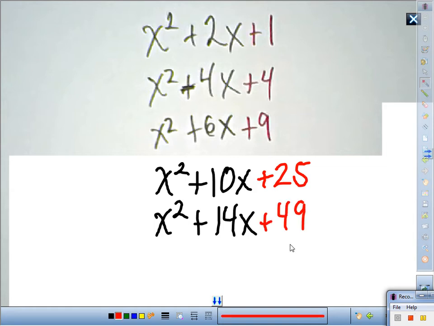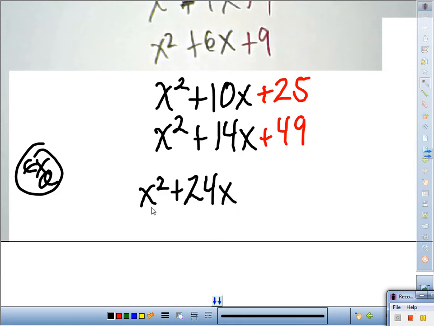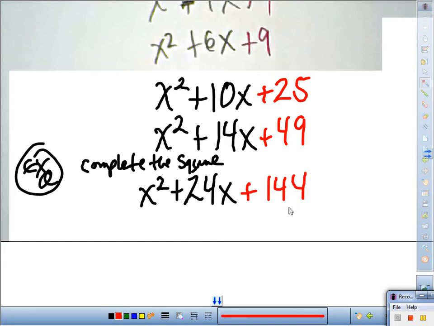Plus 49. Alright. On your paper, I want you to write this down. Example Q. X squared plus 24x. And I want you to complete this square. You do that by yourself. X squared plus 24x. Hold on. You have an answer by now. Isaac. Plus 144. Hands if you got that.